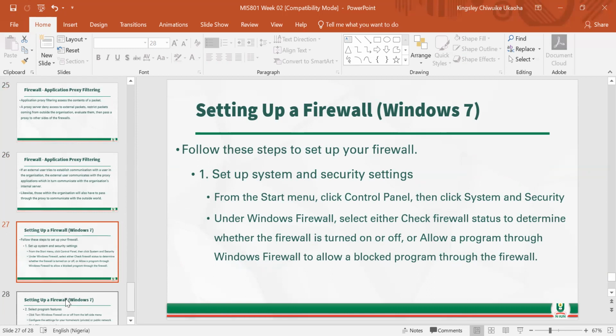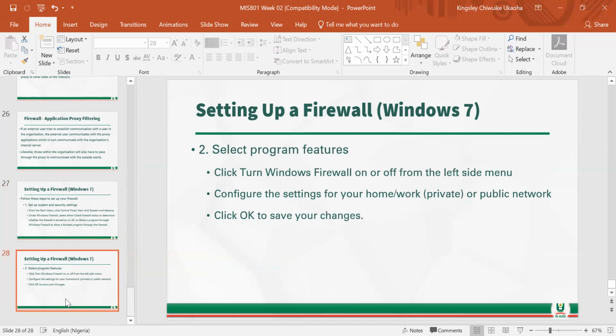To set up a firewall using Windows 7, this is just a practical step. Follow these steps to set up a firewall. For your firewall, one, set up system and security settings. From your start menu, click Control Panel. That's on Windows 7. Click Control Panel, then click System and Security. When you click System and Security, you now go under Windows Firewall. Select either Check firewall status to determine whether the firewall is turned on or off, or Allow a program through Windows Firewall to allow a blocked program through the firewall.